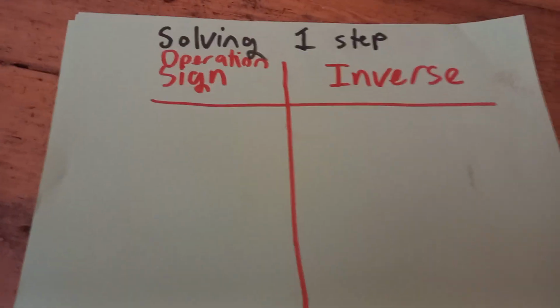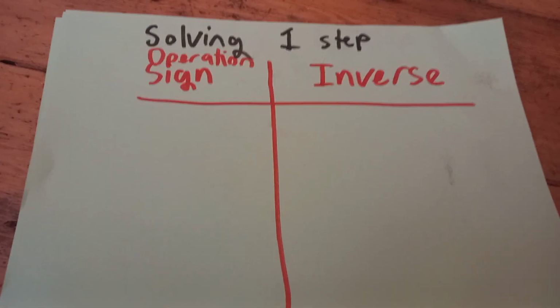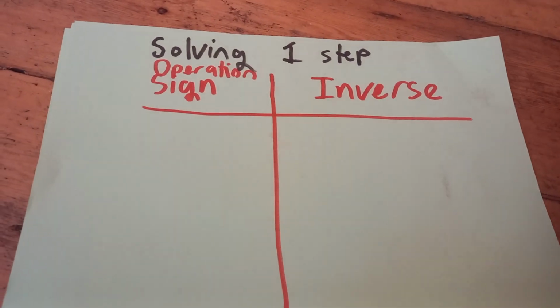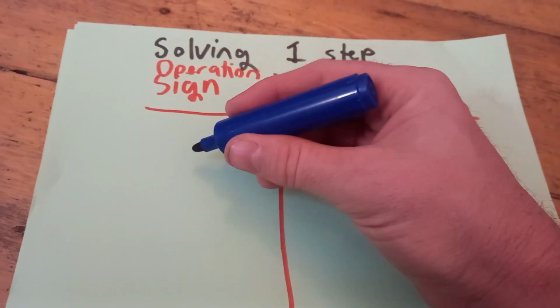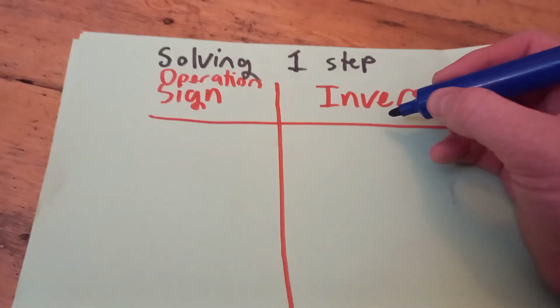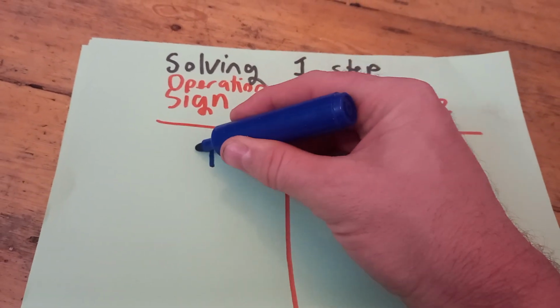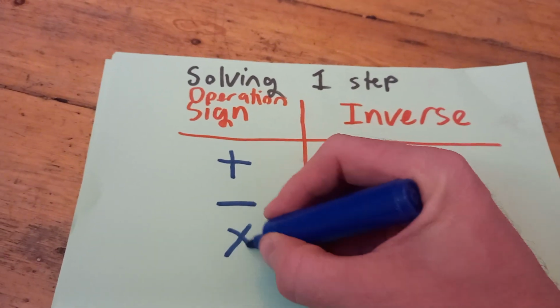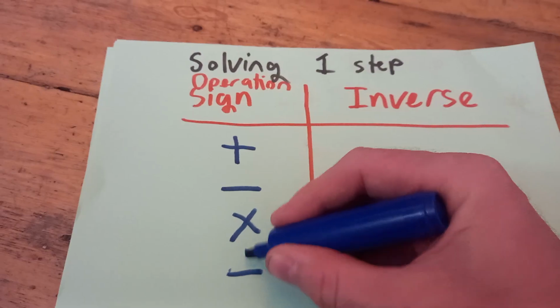Today we're looking at solving equations one step. Before we start, we just need to talk about inverse, or opposite. So what is the opposite of all of these signs?